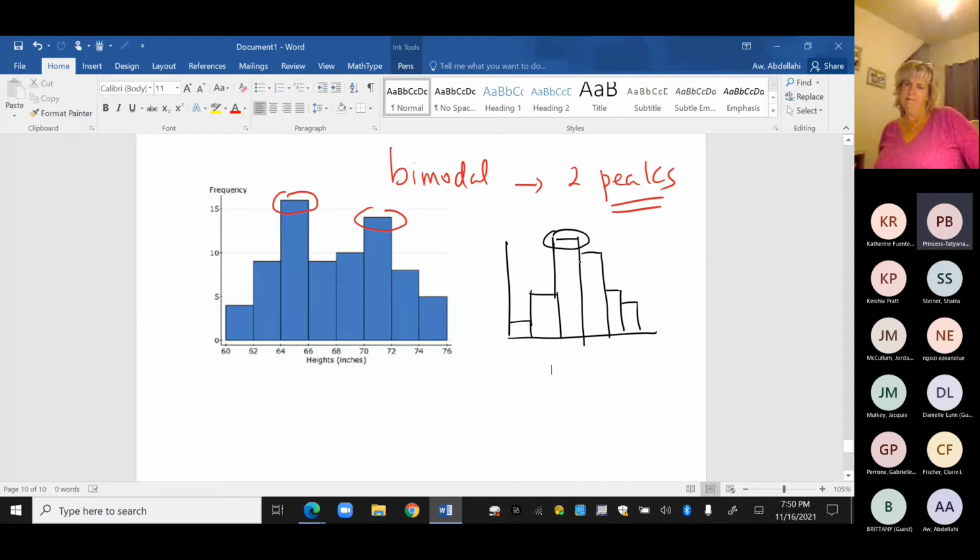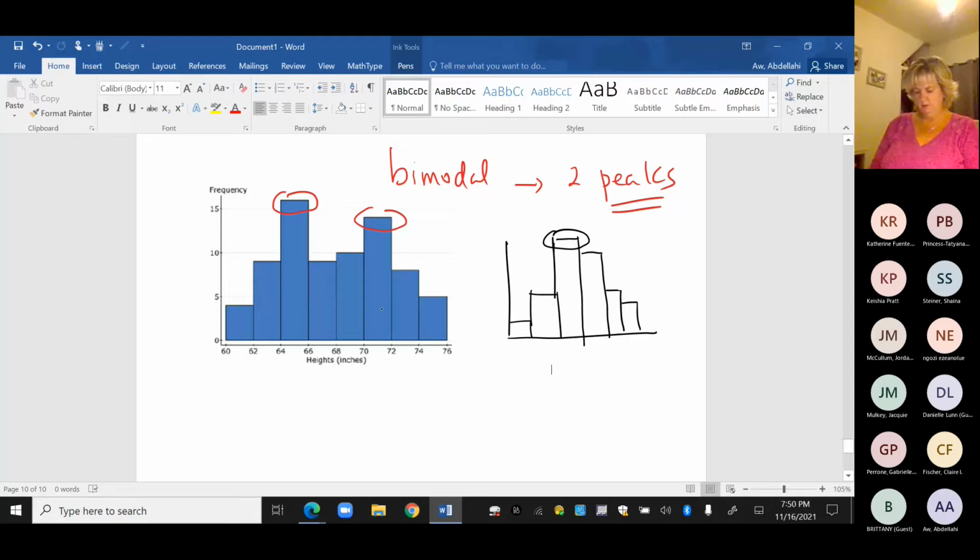Oh, okay, I get what you mean. So each one of them has to be a little bit spaced out. Exactly, they have to be a little bit spaced out. So each one of them is a tall building in its own neighborhood, right? Okay. So this is the reason why this one is called a bimodal.